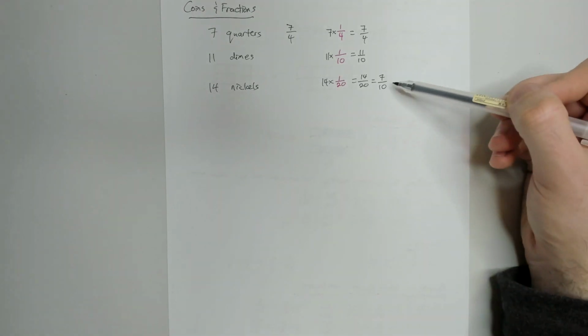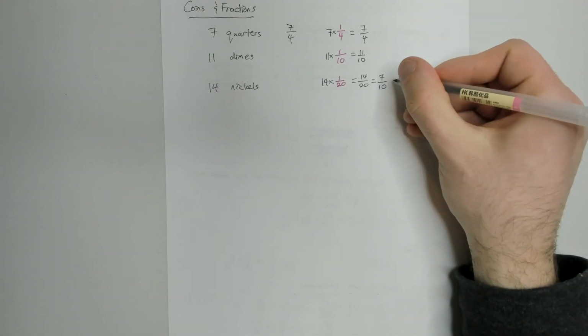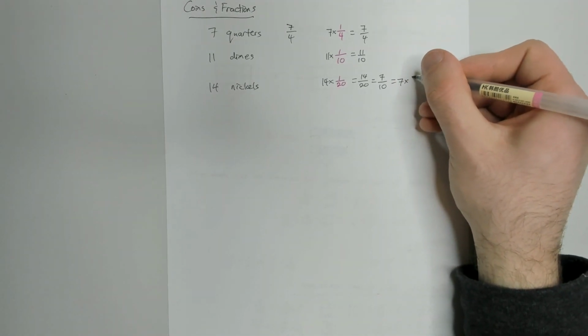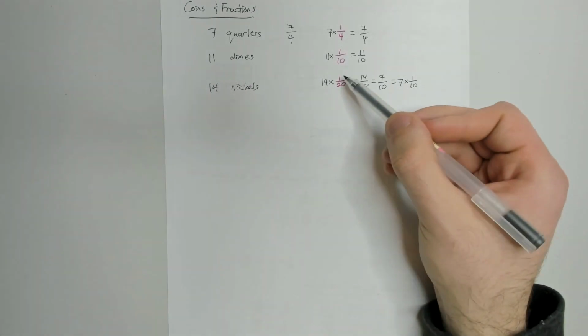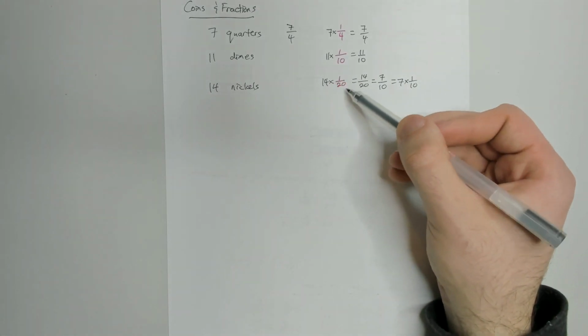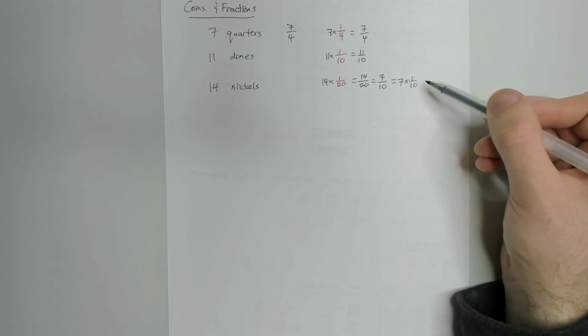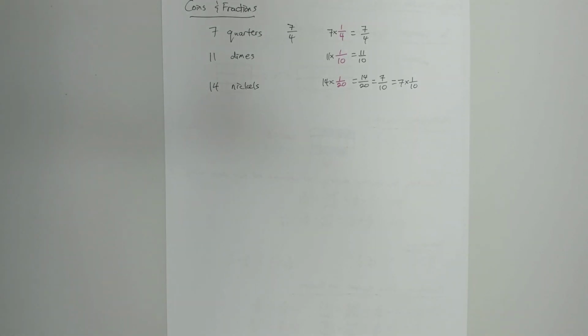So 14 nickels is actually the same thing as 7 dimes, right? Because this we can write as 7 times 1/10. So we see that 14 of a 20th, or 14 nickels, is the same as 7 of a 10th, or 7 dimes, right? So fraction multiplication gives us kind of some extra perspectives on some of the things we've already been doing now. Of course, there's tons of applications for fraction multiplication. There's tons of reasons we need to know it, and it's going to be very useful moving forward.